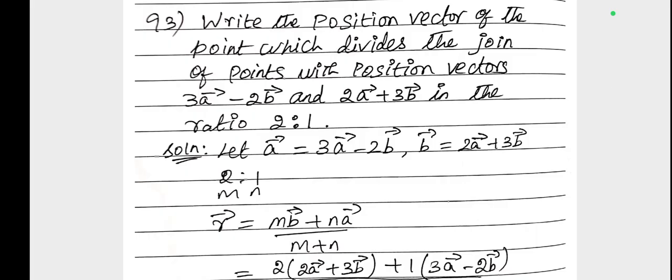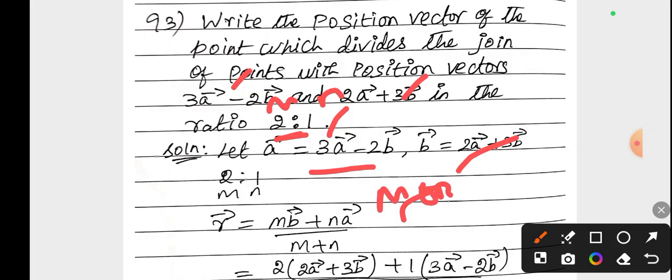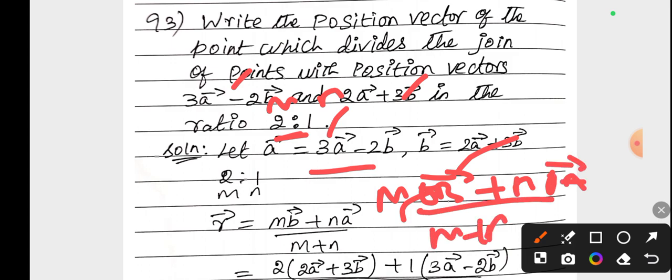Write the position vector. When they are talking about the ratio, children, the point divides the points with position vectors 3a vector minus 2b vector and 2a vector plus 3b vector in the ratio 2:1. So m and n are the ratio. One vector is 3a minus 2b, another is 2a plus 3b. We can apply this formula, or people will write m OB vector plus n OA vector also. However we may represent the formula, children, there is nothing wrong. But important, it is internal dividing.